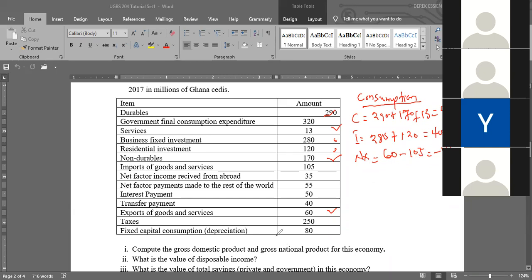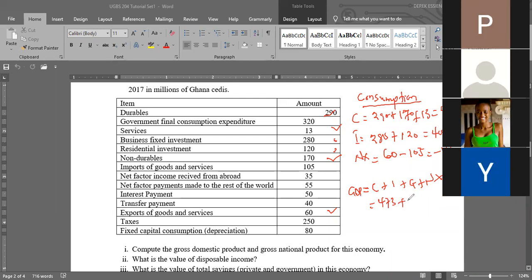What was the first question? The first question said we should calculate gross domestic product. So GDP is equal to C plus I plus G plus NX. What is our C? Our C is what is here, 473. Plus, what is our I? 400.